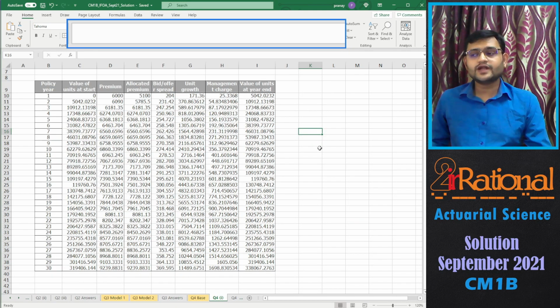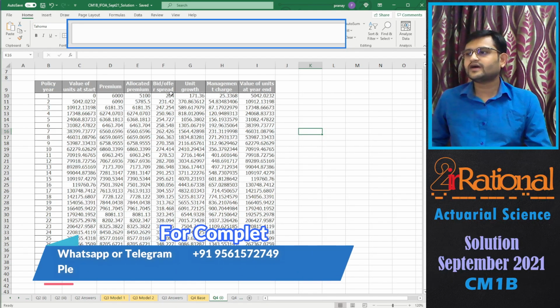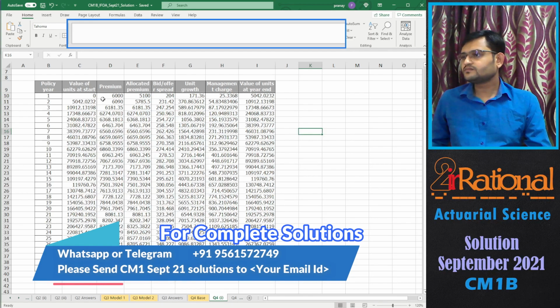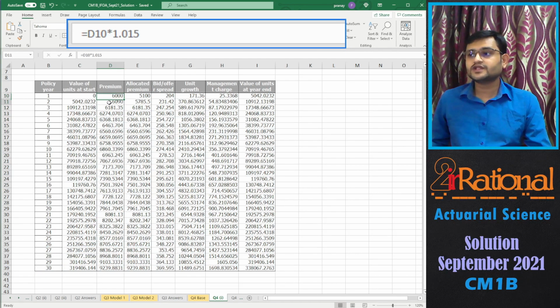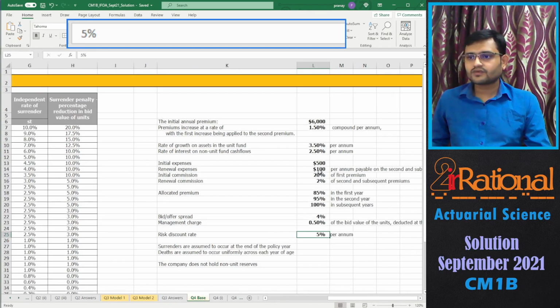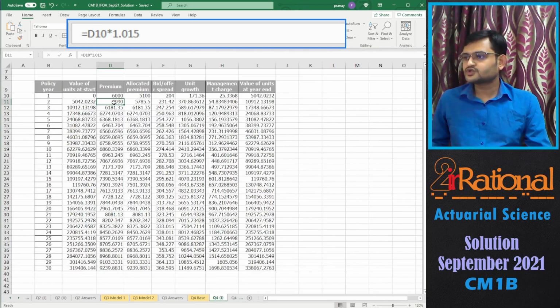The columns were already made. You could have changed a little bit, but you can keep it as it is. So value at the start is 0, then we create our premiums. First is 6,000, then next we will have an increase of 1.5% and so on each year. So all you have to do is increase 1.5% from the previous one every single time. Allocated premium, first we had 85%, then we had 95% and then 100% from here. Bid offer spread, they said 4% of our allocated premium. So we have our bid offer spread here.